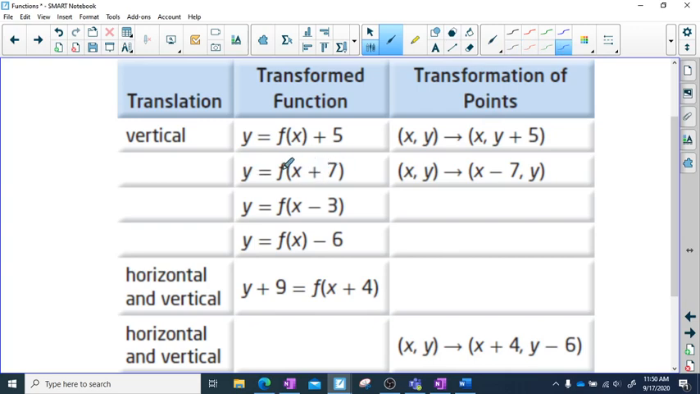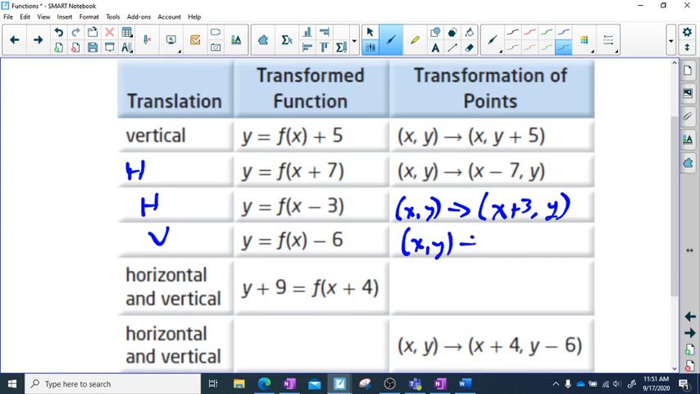This one, if I have just f at x plus 7, you can see here it's going to take the x values and move them left 7. That is a horizontal translation. I'll just put h. f at x minus 3, that's another horizontal translation. And what it will do is take all the ordered pairs on your function and move them right 3. It will not have any effect on the y values. This one is a vertical translation. It will take all your ordered pairs and leave the x values as they are, but it will take all the y values and move them down 6.